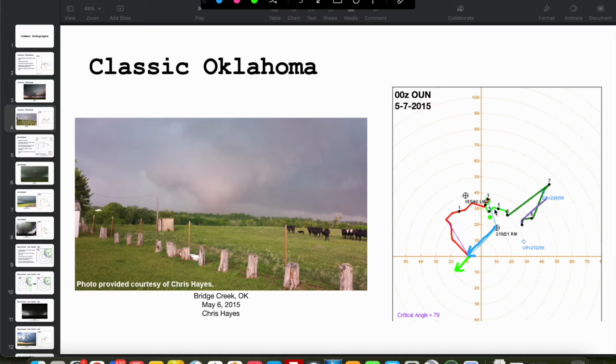Although, again, this may not be the best example, we tend to see a pretty decent amount of shear in the mid-levels with these hodographs. But for the most part, you often see these large looping hodographs in the low levels with strong mid-level shear. Tends to produce significant tornadoes and hail with those hodographs there.